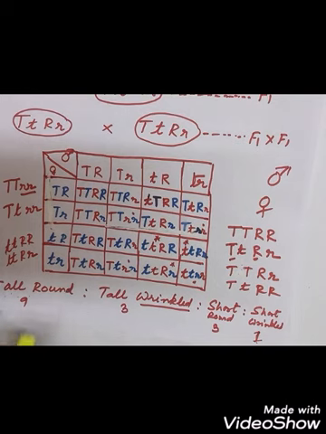So we got the dominant one. Tall round is 9, tall wrinkled is 3, short round is 3 and short wrinkled is 1. So 9 is to 3 is to 3 is to 1 is the ratio of the dihybrid cross that was done by Mendel. So whenever any cross follows this ratio, that means they are following Mendel's law. Any deviation from this ratio means they are not following Mendel's law.